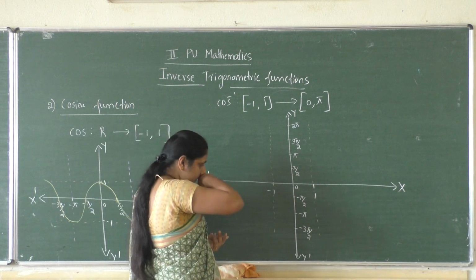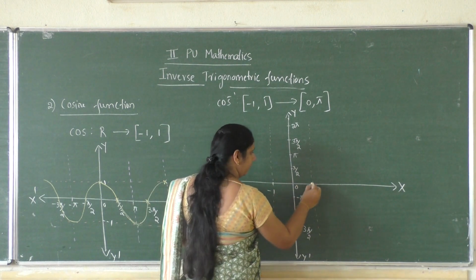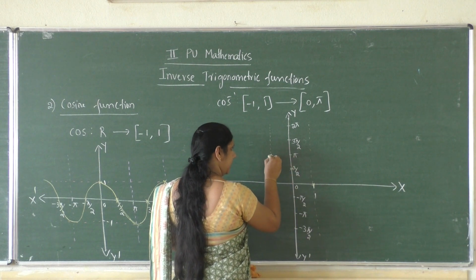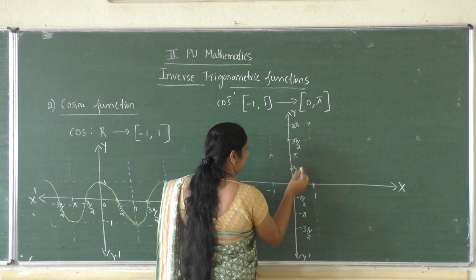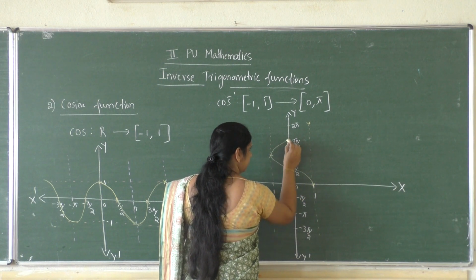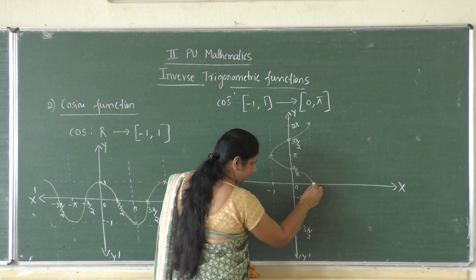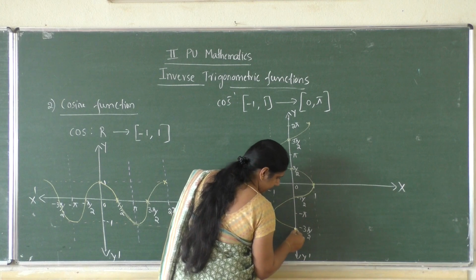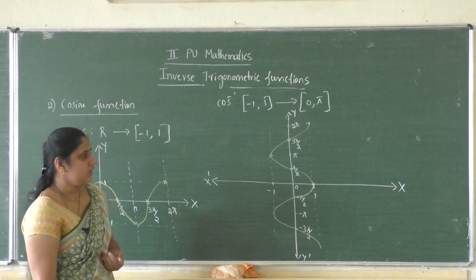Again, for the graph you can tilt your notebook. So what is the value? Cos 0 is 1, cos pi by 2 is 0, cos pi is -1, cos 3 pi by 2 is 0, cos 2 pi is 1. So just draw the graph. The graph is like this. Again the same graph will repeat. So 0, cos -pi is -1, 3 pi by 2, 0, and like this. So this is the graph of the cos inverse function.